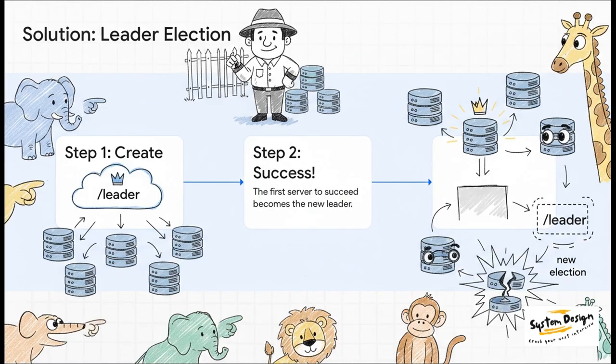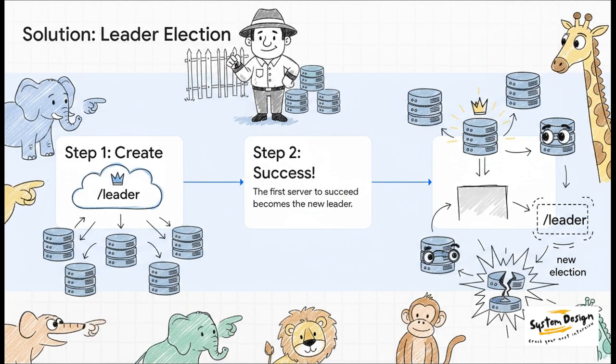Imagine there's a ZNode called /leader. All the servers who want to be leader try to create that exact same ZNode at the exact same time. It's a race, but because of ZooKeeper's strict guarantees, only one of them will actually succeed. And just like that, you have your new leader. So what about the others? Well, the ones that failed simply put a watch on that /leader ZNode. If the leader server ever crashes, its connection to ZooKeeper times out.